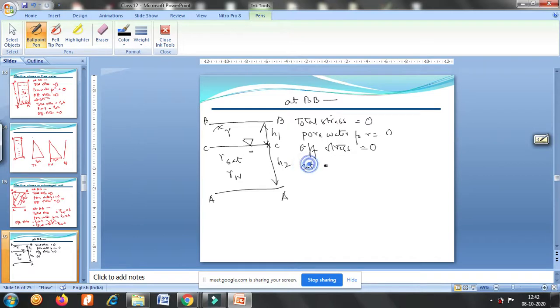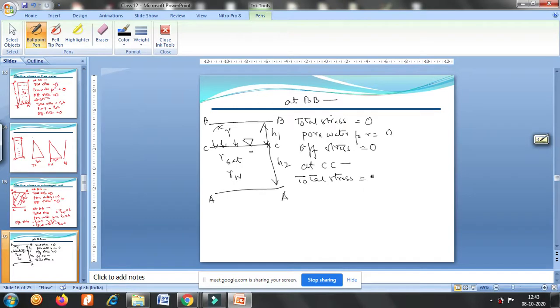Now at CC. At CC means whatever stress is given by the soil above CC on the line CC. That means we will not consider the unit weight of the soil at the CC line. We will consider only the unit weight of the soil which is above CC. Now let me find the total stress. What is the total stress? How much is the total stress?